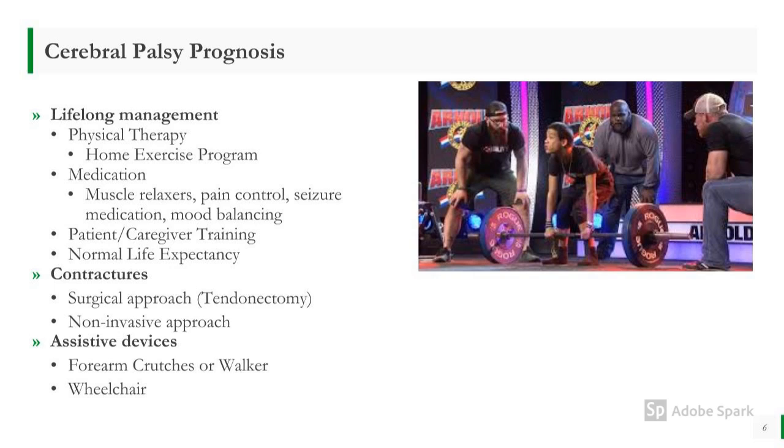Since CP is a non-progressive disorder, the prognosis is actually pretty good, assuming the person has proper care. A person with CP has a normal life expectancy, but can expect to spend that life doing continuous physical therapy, be on medication to include muscle relaxers, pain control, and seizure medication, and will need the help of a caregiver throughout their life. Contractures are common in persons with CP, especially at the hips and knees, and if left untreated, they can result in so much pain and tension on the muscle and the joint that they'll have to be alleviated through surgery through the severing of the tendon.